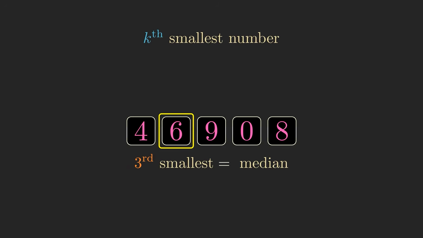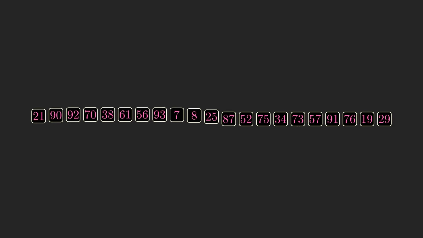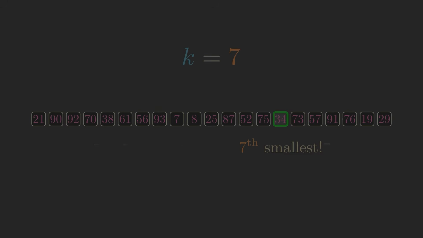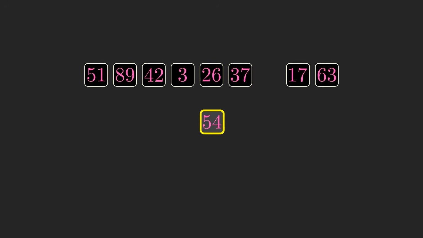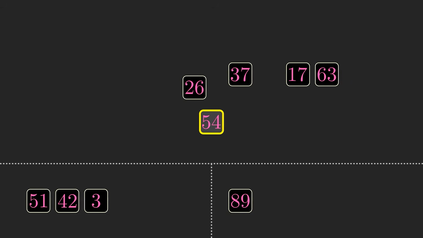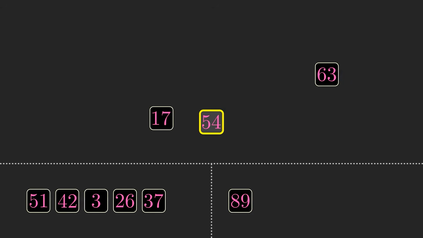So the input to Quickselect is a list of numbers, just like Quicksort, but in addition there's another number k, and the goal is to output the kth smallest number of the list. The first few steps of Quickselect are exactly the same as Quicksort. You pick a random pivot from the list, and then separate the remaining numbers into 2 groups, those less than the pivot and those greater than the pivot.